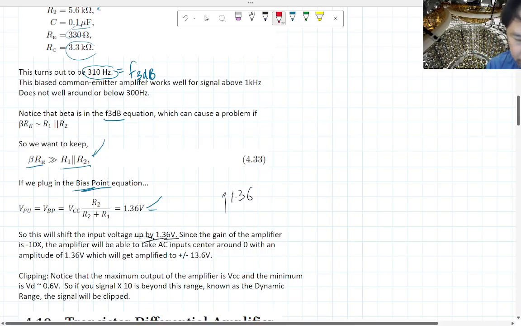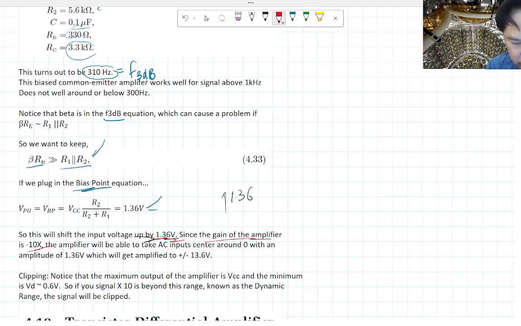Let's go back to red. Since the gain of the amplifier is 10x, and your signal cannot be bigger than 1.36 volts, and you're multiplying that by 10, the output will only get amplified up to positive 13.6 volts, and then the bottom is actually 0, so you cannot have anything less than 0 as output.